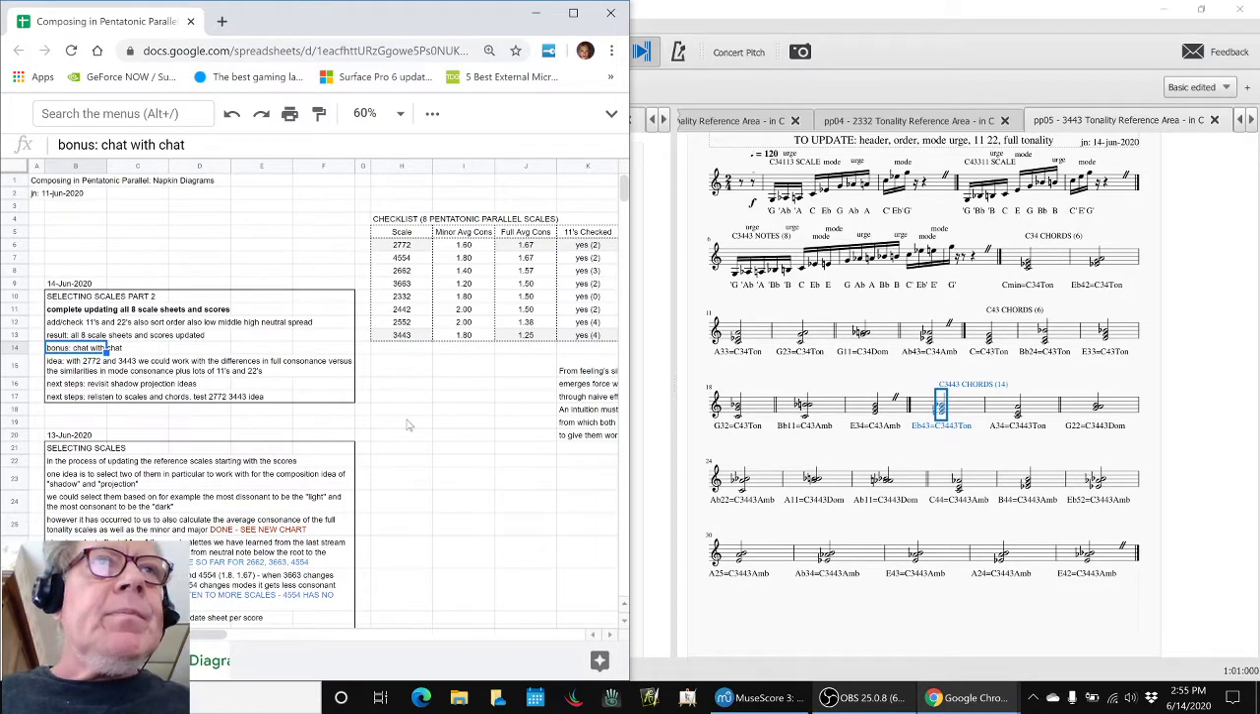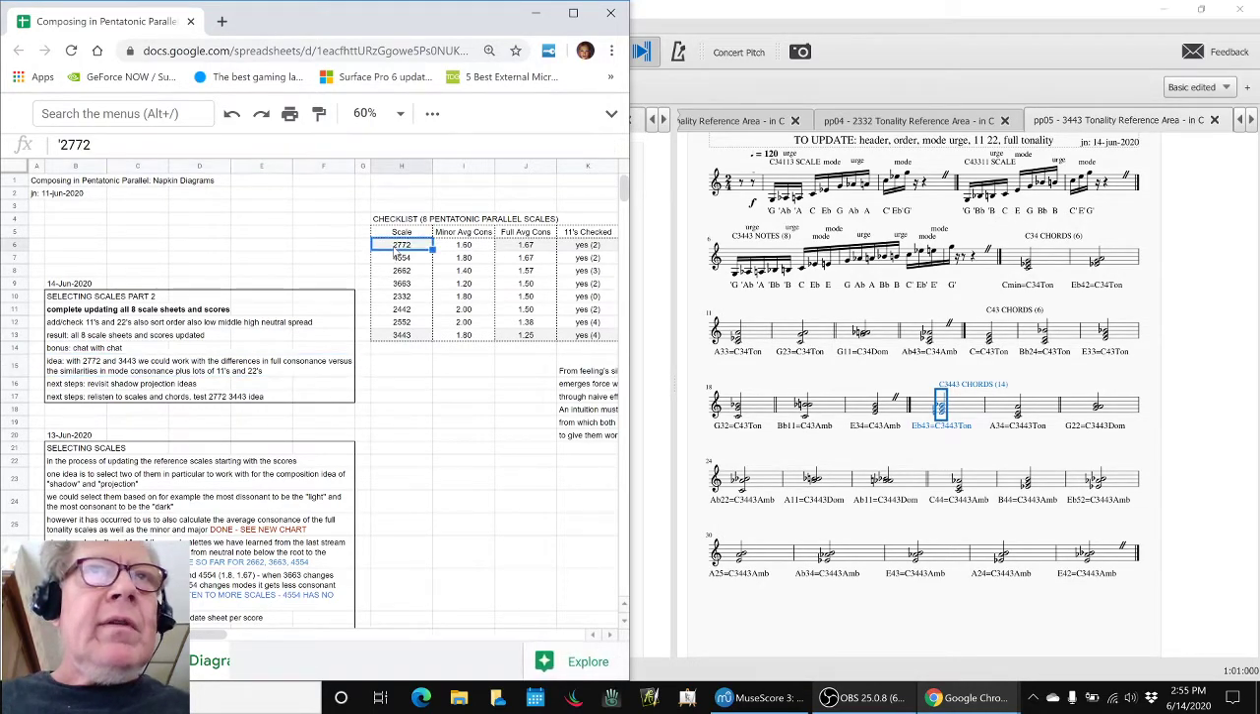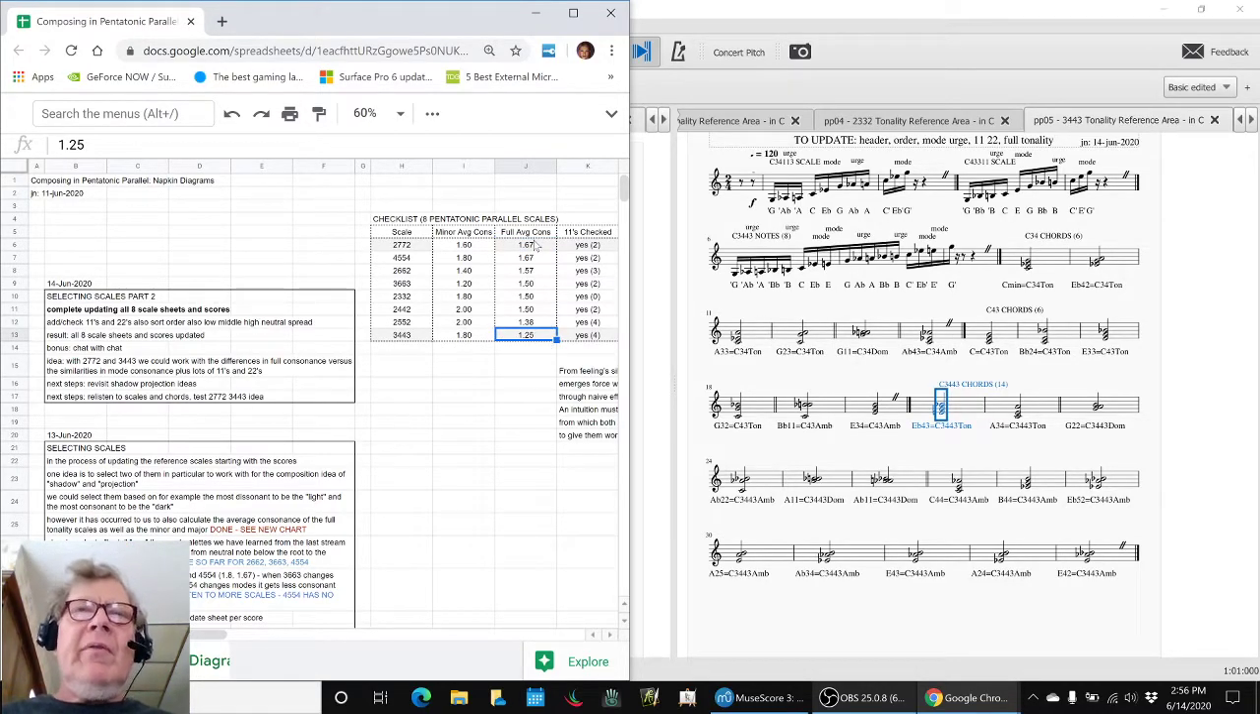So one of our ideas, looking at this checklist over here, is we could work with the 2772 scale, whose average consonance is 1.7, and the 3443 scale, whose average consonance is 1.25. So this is the biggest spread between the full scale consonances, from 1.7 to 1.3. And so if we use two scales, which is what we want to do in a shadow projection idea, this and the full tonality, this gives us the biggest difference in consonance.